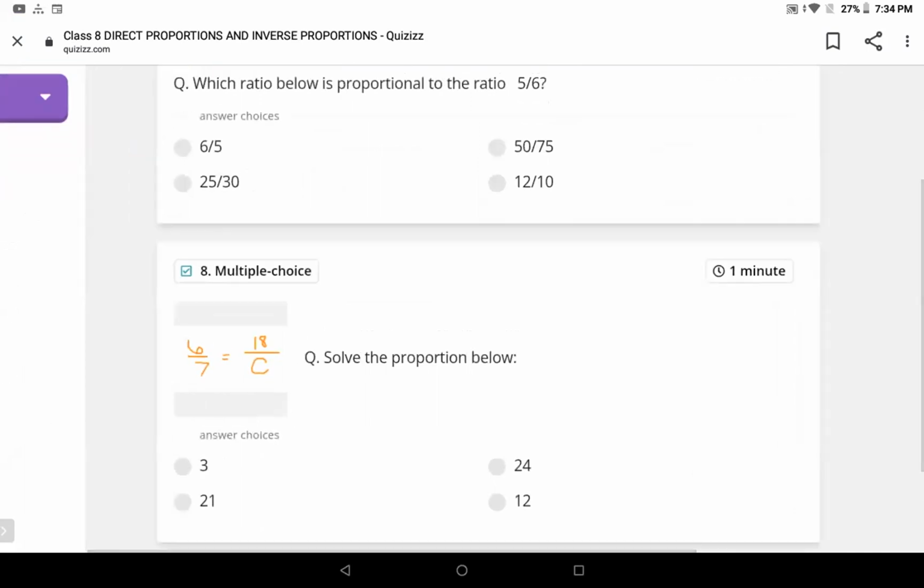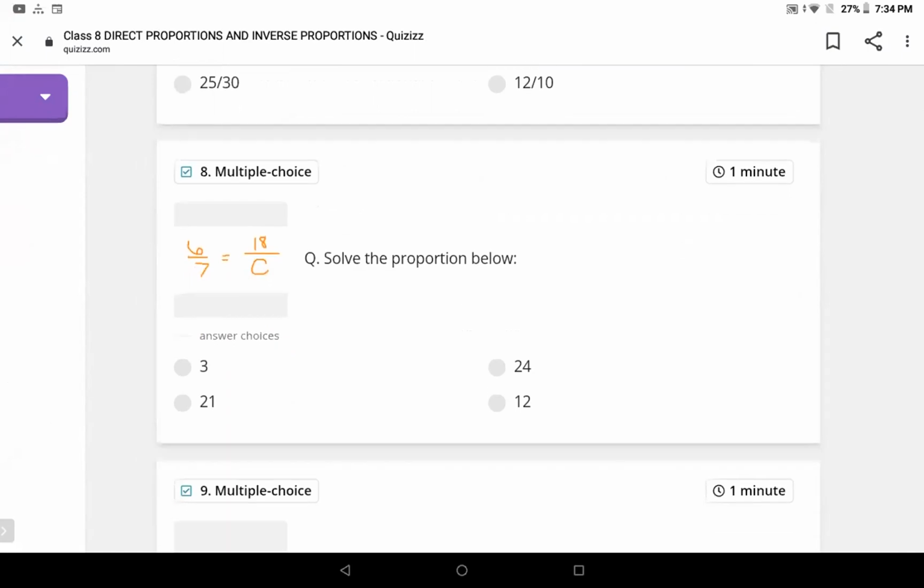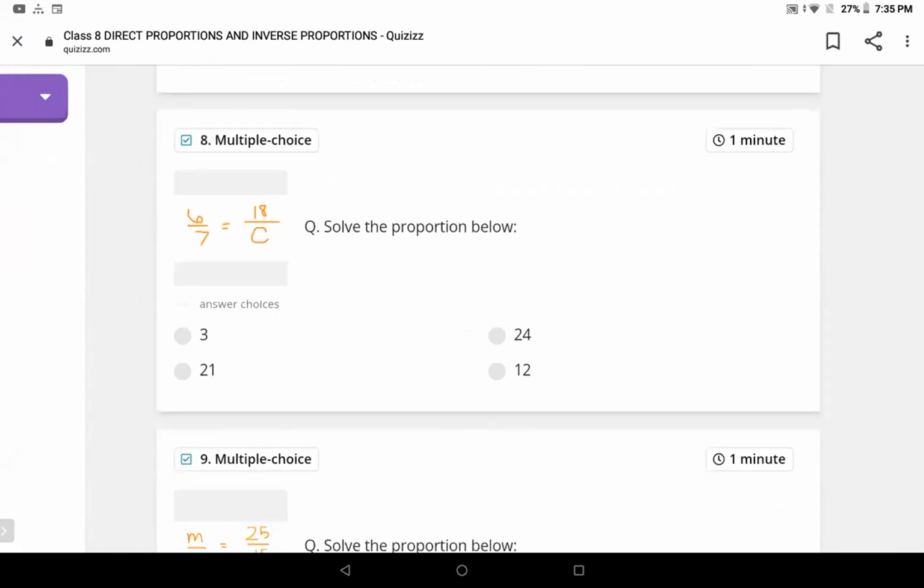Yes, ma'am. Which ratio is proportional? Very simple question, children. 5 by 6, 5 into 3. You are multiplying with 5 on both sides, so you are getting 25 by 30. Here, C value, children: 18 multiplied with 7 by 6. So 6 3s are 18, so 7 3s are 21.